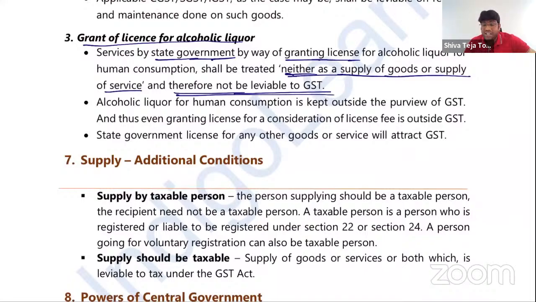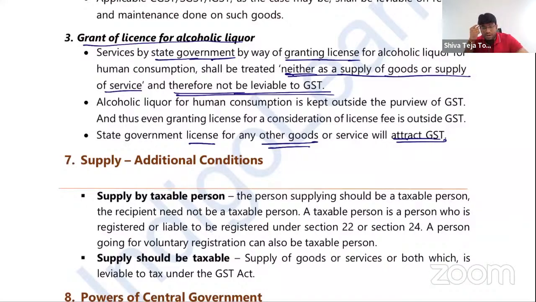Clear, friends? And excellent, you see the small explanation. Alcohol liquor for human consumption is kept outside the GST. And thus, even granting a license for consideration of license fee is also kept outside GST. State government license for any other goods will attract GST. This exemption, what they gave, is only and only with respect to what, my dear friends? Alcohol liquor for human consumption.